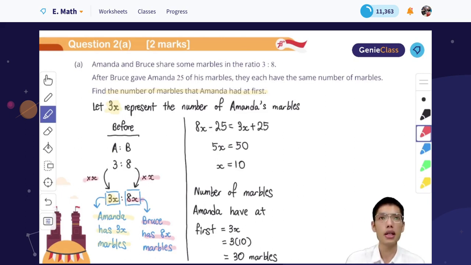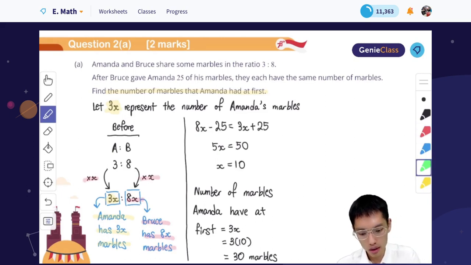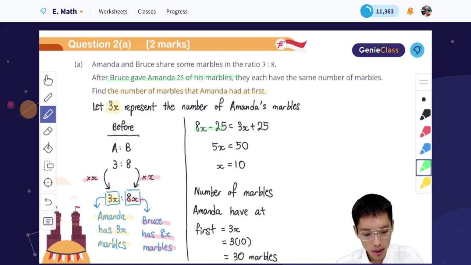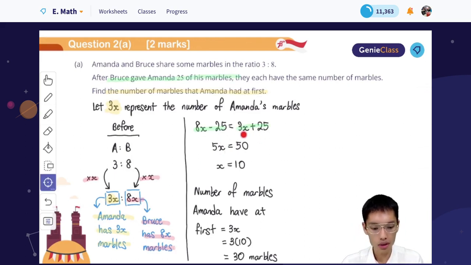Giving this, that's where we can actually make use of this particular information here. Bruce gave Amanda 25 marbles. So Bruce lost 25 marbles. And in this case, because Bruce gave Amanda 25 marbles, that statement has two meanings. Bruce lost 25, Amanda gains 25. Manipulating it, okay, variables on the left, constants on my right, divide, I get x. Take note, x is not my answer. I want to find Amanda's number of marbles. So that's where I multiply and that gives me 30 marbles.